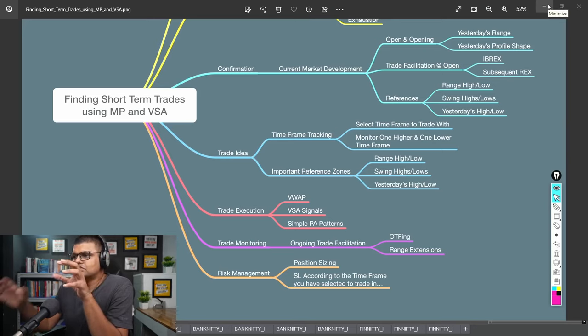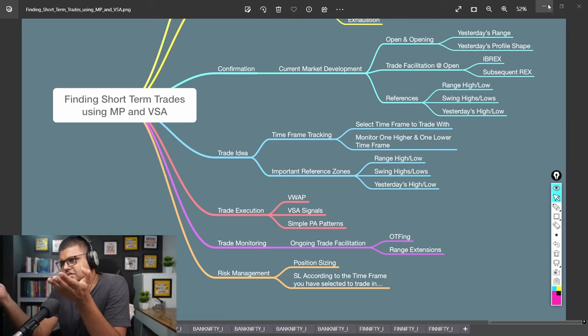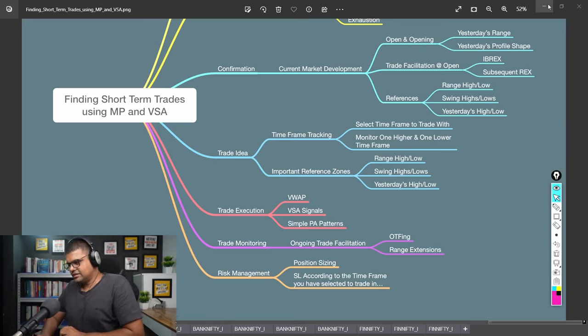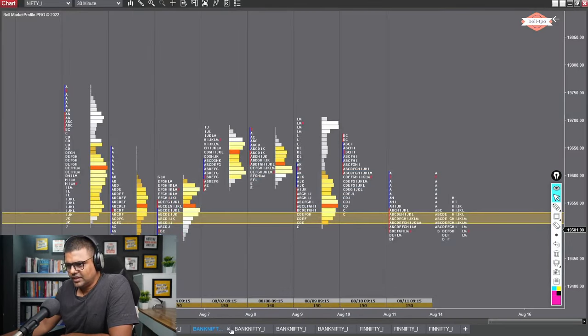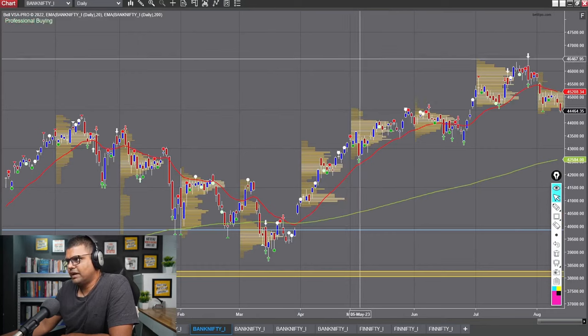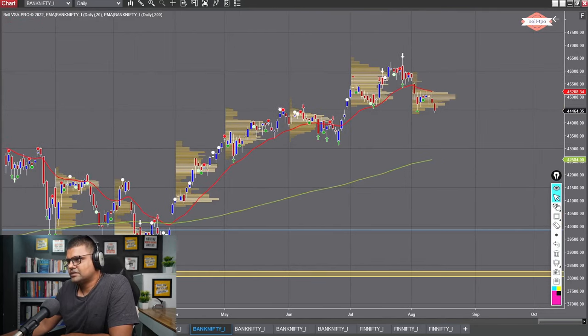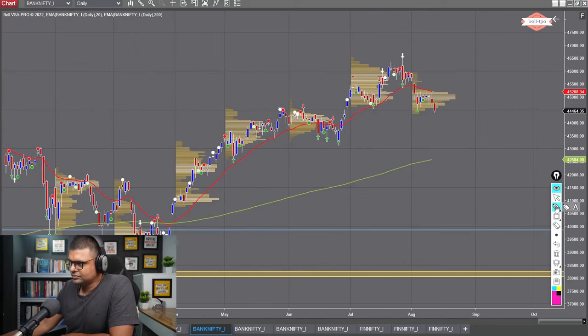Trying to give you as complete a picture as possible. Not always possible to do it in a short span. Okay. So we have already run through almost an hour. Now let us go to charts. And let us take the example of Bank Nifty, and let us go through the top down process.